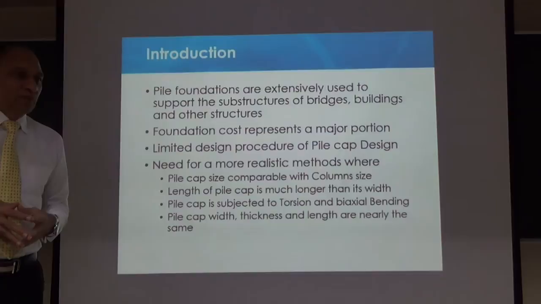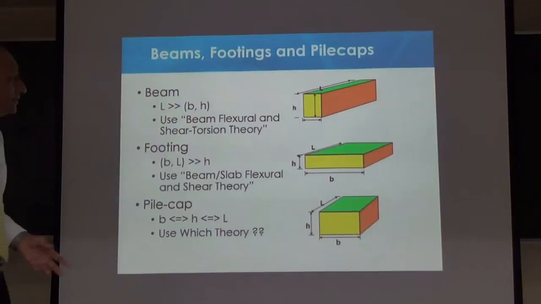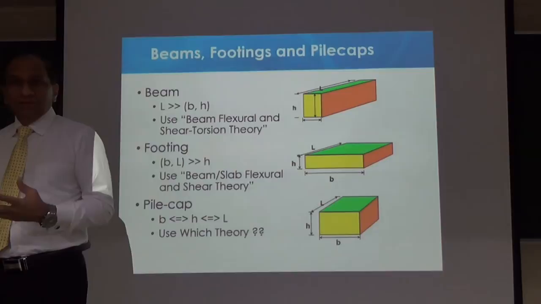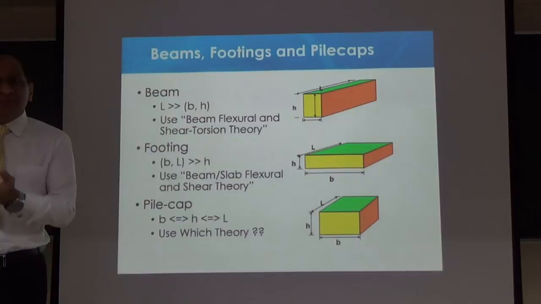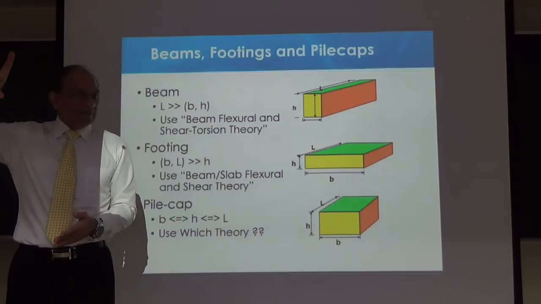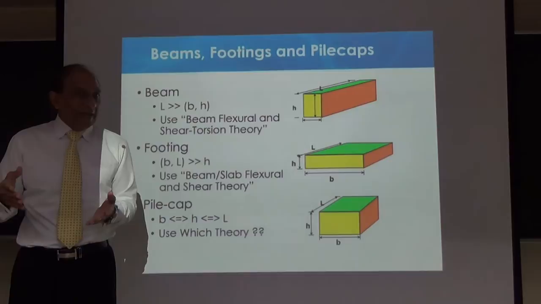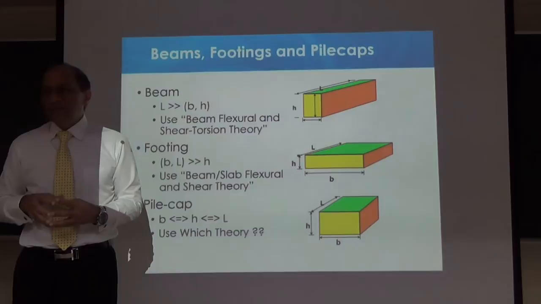And the reason is that the pile cap is not a beam, it's not a slab. A pile cap is a strange animal because the size of the pile cap, length in both directions and thickness, are of a similar order. For example, 3 meter by 3 meter by 1.5 meter. Now this is not a slab, because normally a 3 meter by 3 meter slab should be 10 or 20 or 30 millimeter, maybe maximum 200 millimeter. But this is 1.5 meter, 1500 millimeters. So which means this is not a slab.